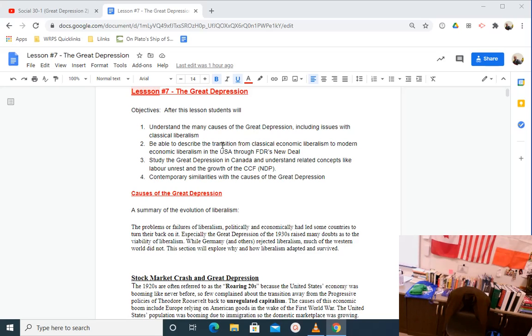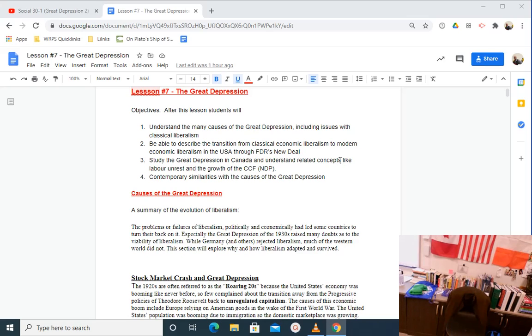We should be able to describe the transition from classic economic liberalism to modern economic liberalism in the US through FDR's New Deal. Today, in parts 1 and 2, we really focused on the US story, and we looked at the freedom through government that the New Deal provided. But we also need to look at this from the Canadian perspective. We need to study the Great Depression in Canada and understand related concepts like labor unrest and the growth of the CCF that becomes our NDP.